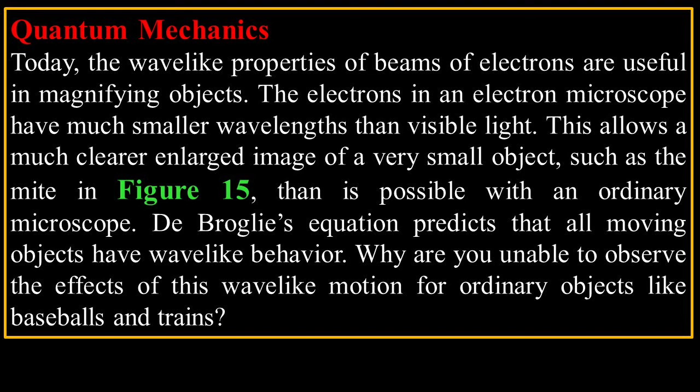De Broglie's equation predicts that all moving objects have wave-like behavior. Why are you unable to observe the effects of this wave-like motion for ordinary objects like baseballs and trains? Let me read that again. Why are you unable to observe the effects of this wave-like motion for ordinary objects like baseballs and trains?